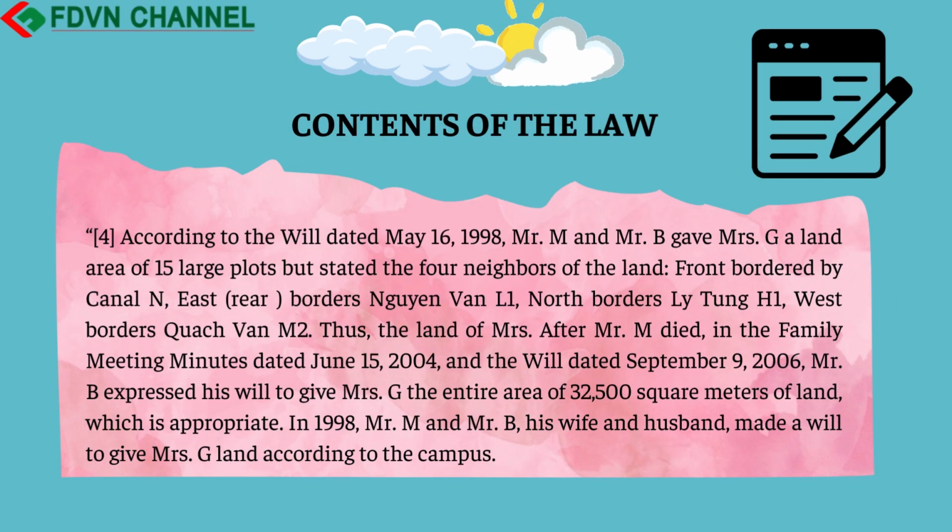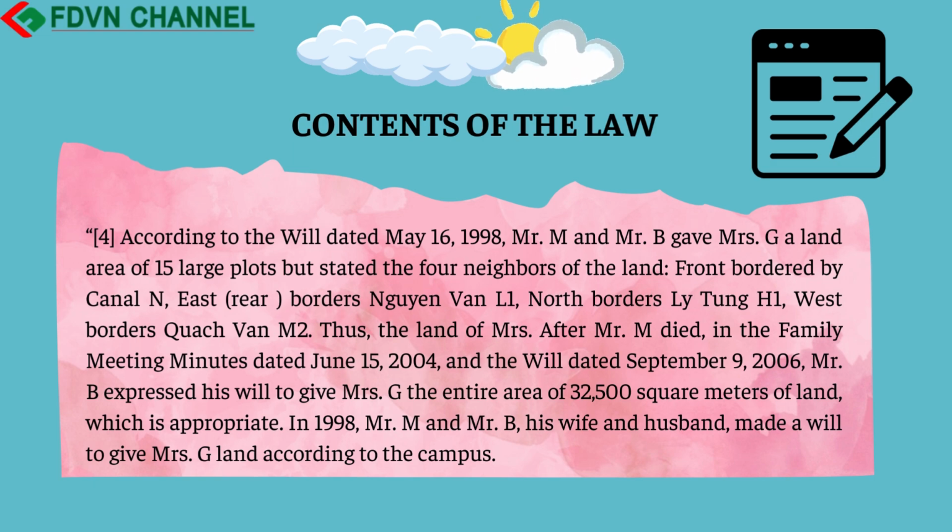Contents of the law. 4. According to the will dated May 16, 1998, Mr. M and Mr. B gave Mrs. G a land area of 15 large plots, but stated the four neighbors of the land: front bordered by Canal N, east to rear borders Nguyen Van L1, north borders Lighting H1, west borders Quoch Van M2.